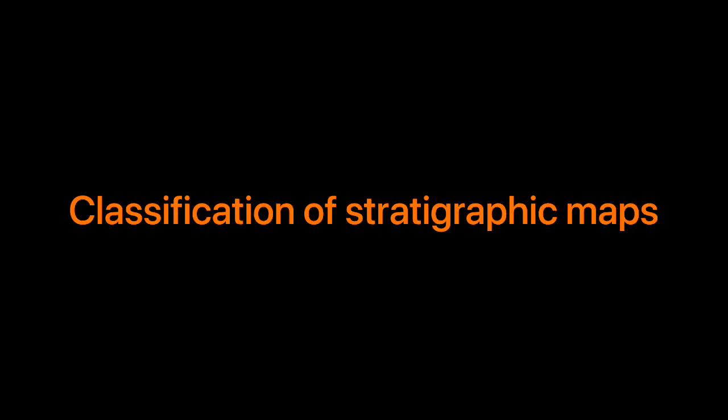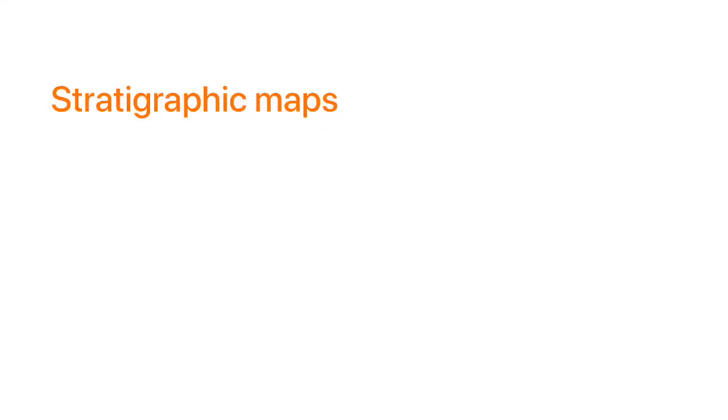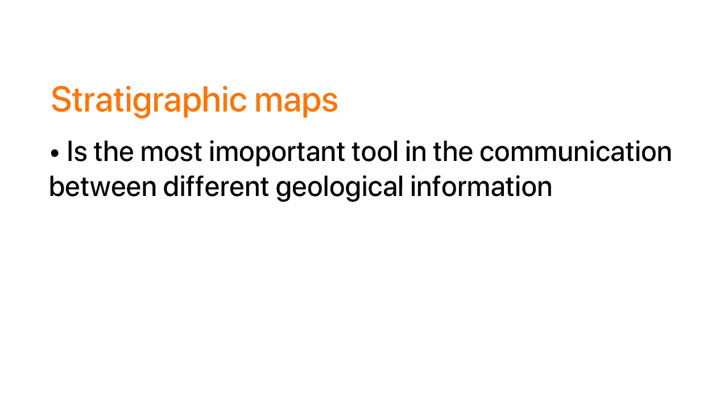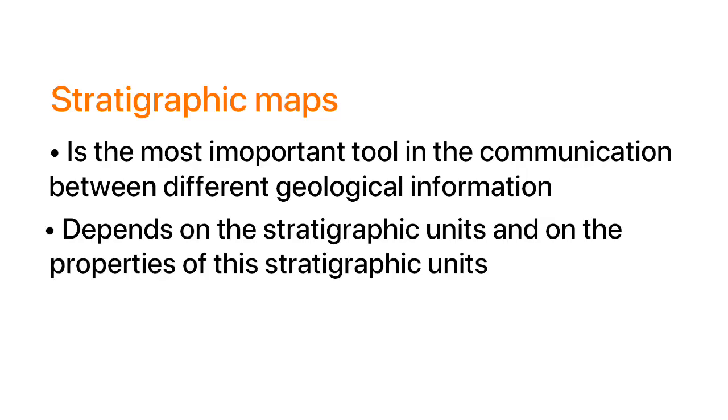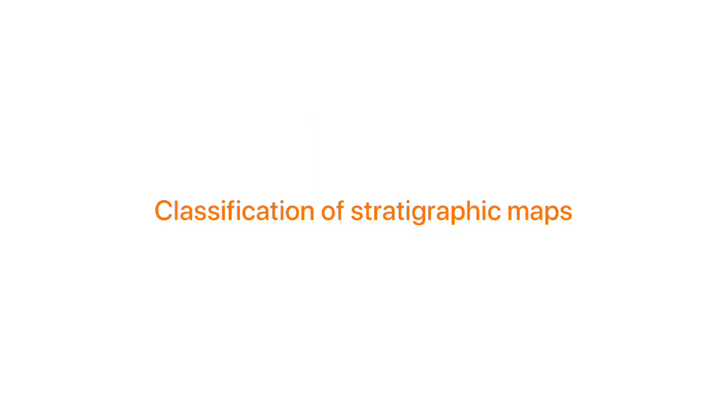Classification of stratigraphic maps. As I mentioned before, the stratigraphic map is the most important tool in the communication between different geological information. Also, the stratigraphic map depends on the stratigraphic units and on the properties of these stratigraphic units, such as geometry, lithological composition, faunal content, biocontent, fluid contents, and any other characters. The classification of stratigraphic maps depends on different bases on the characters of the stratigraphic unit.